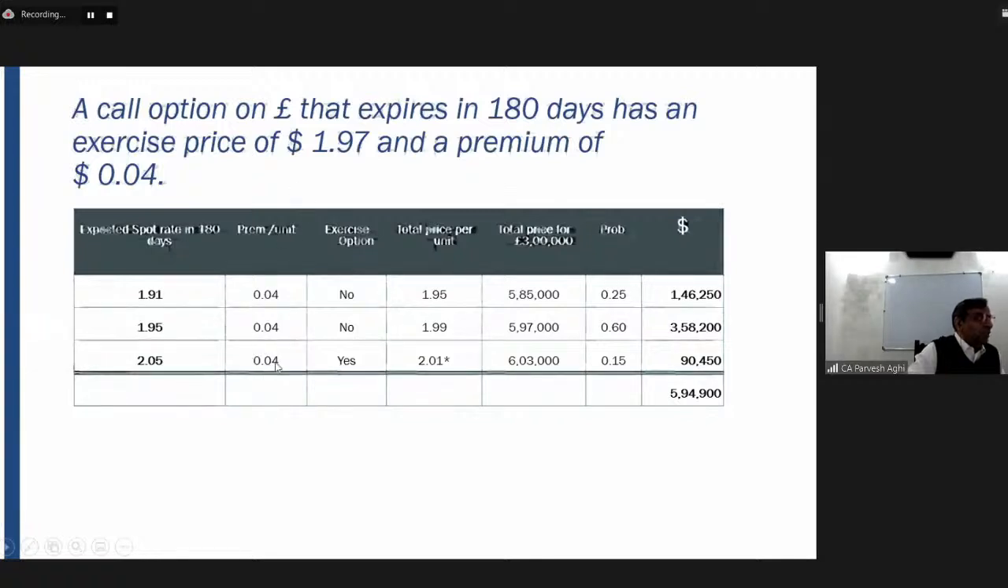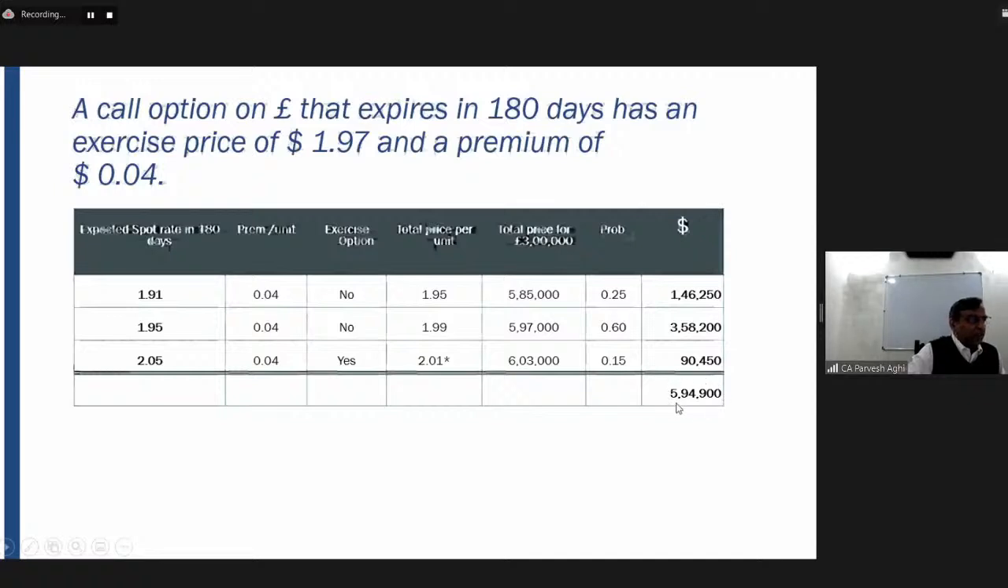Okay, so that means the net gain will be only 4 paisa. Here this is the price which you are going to pay, but minus the gain. So the net price will be 2.01. Then you multiply it with 3 lakh pounds, and the probability is 50%. So the overall outflow with this option contract is 5,94,900.